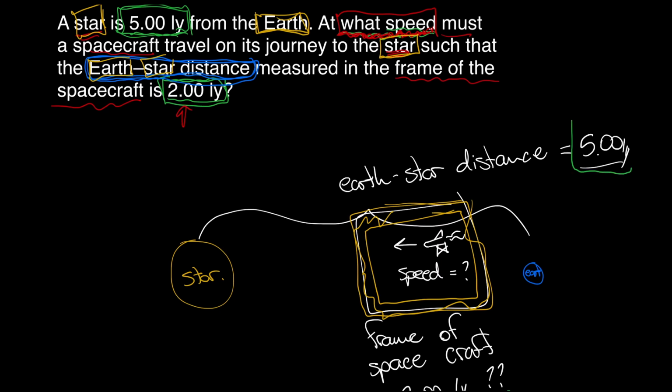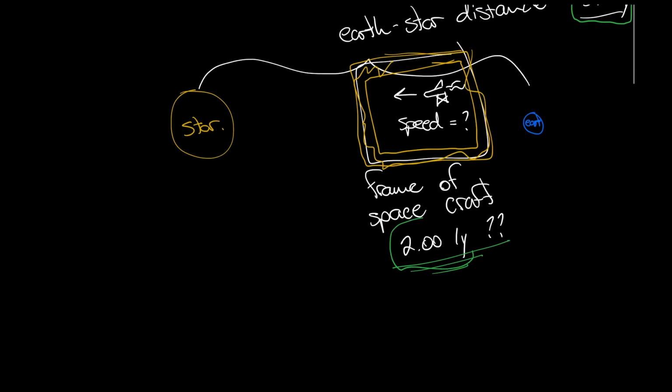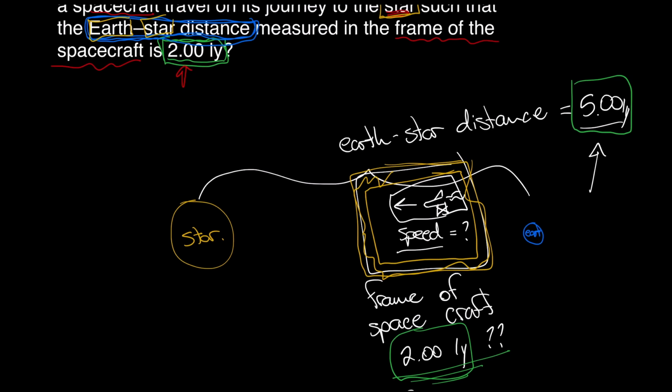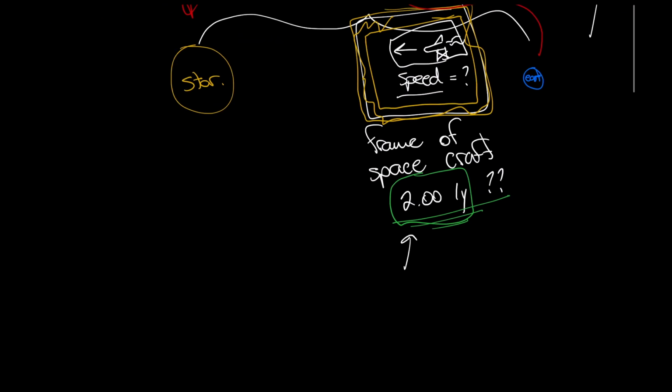Okay, so we have 5 light years here, 2 light years here. Interesting. So this distance here, 5 light years, is bigger than this distance, right? It's a bit more than 2 times bigger. So the spacecraft is traveling this distance of 5 light years. It starts at Earth, goes over to the star, and this distance it's trying to cover is 5 light years. But we are told the spacecraft sees it as if it's 2 light years. So this is why this problem is in the relativity section.